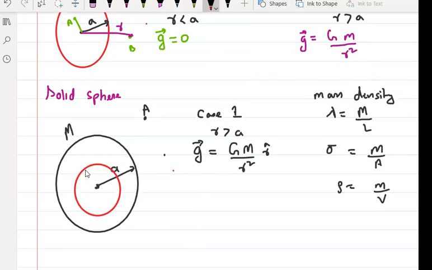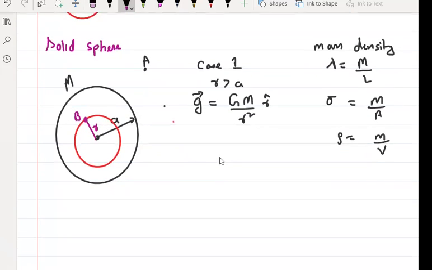Let's talk about this point over here. Suppose this point is B. So this point is inside this hollow, sorry, solid sphere. Yes or no? Tell me, think about it. This is actually very easy. If you actually think, it is very easy.